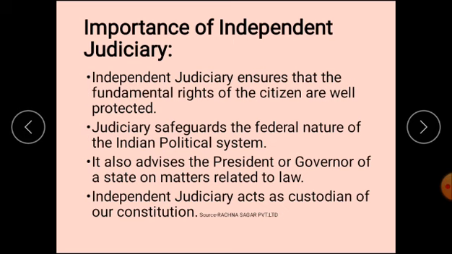Judiciary safeguards the federal nature of the Indian political system. It also advises the president or governor of a state on matters related to law. Independent judiciary acts as custodian of our constitution. In case any dispute arises between the center and the state due to division of powers, the judiciary interprets the constitution and settles the differences.